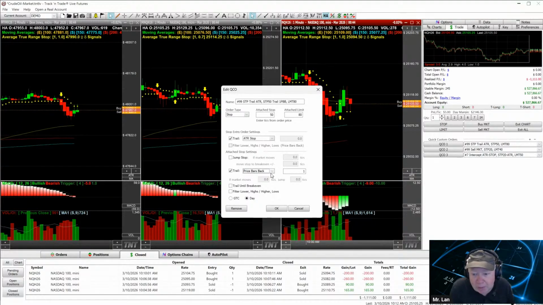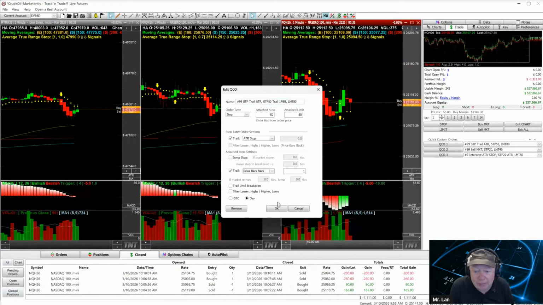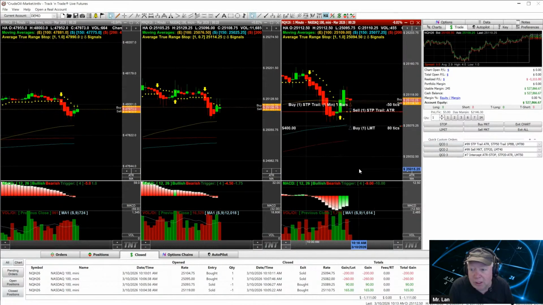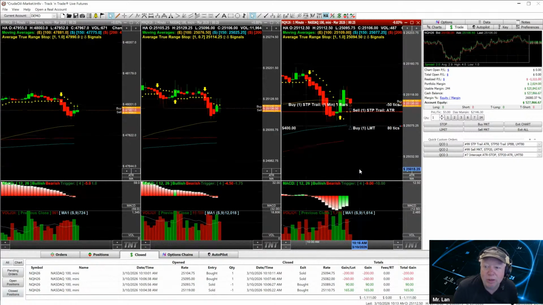All right, so now we're practicing. We're learning how all this stuff works. Now we're going to price bars back. So now we're going to go, okay, let's see what that does. We're going to trail 1 price bar back. Okay, just like that. Now we're going to bring this in, drop it on the little yellow dot, and then it will trail 1 price bar back if the market will move in our favor. It's not going to trail on the ATR little dots. It'll trail 1 price bar back.